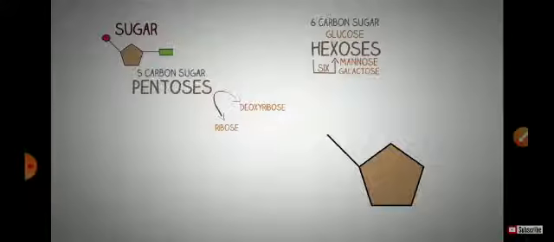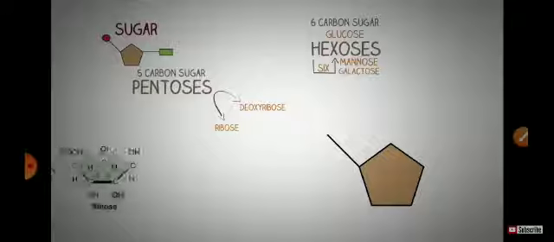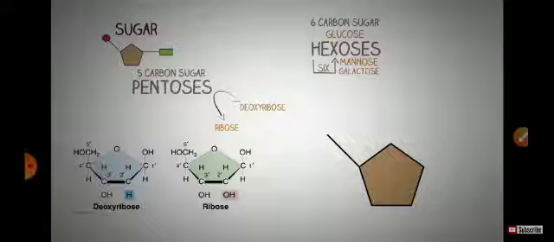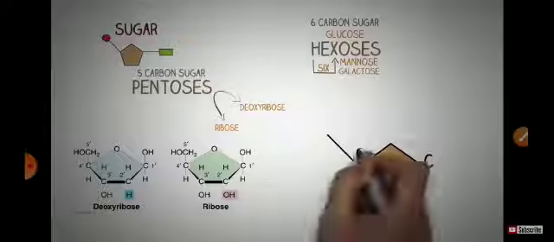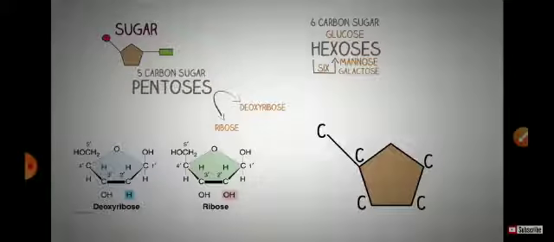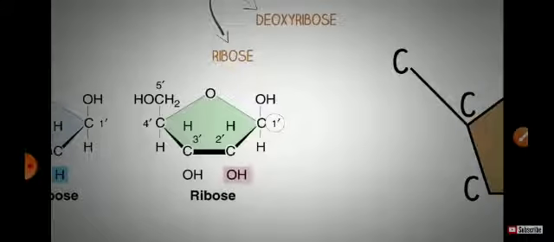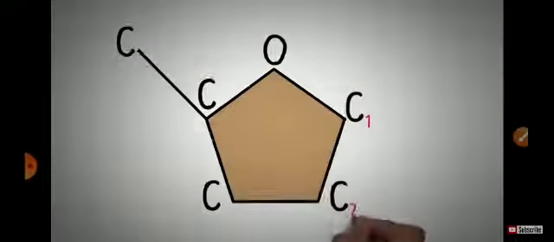deoxyribose sugar. We can see here that it comprises of 5 carbon atoms, 1 prime, 2 prime, 3 prime, 4 prime, and the 5th carbon atom, that's on the outer side of the ring, that is a part of CH2OH. The pentose structure has an oxygen atom in the center. So this is the first, second, third, fourth, and 5th carbon atom respectively. 5th carbon atom is present on the outer side of the ring. So this is the pentose or the 5-carbon sugar.